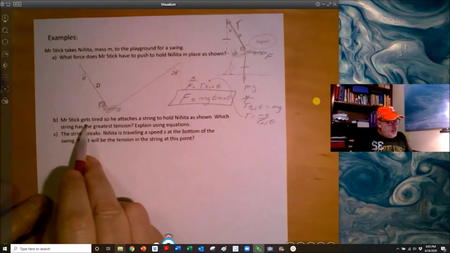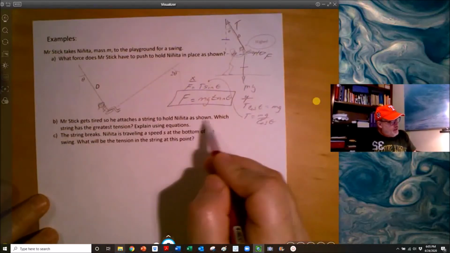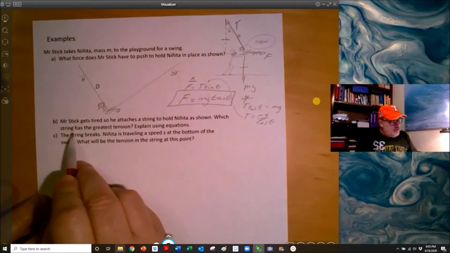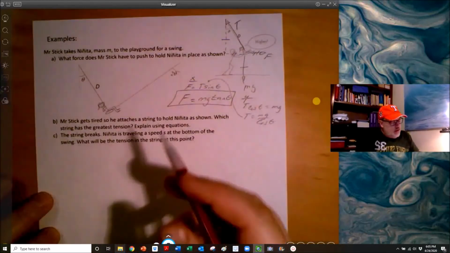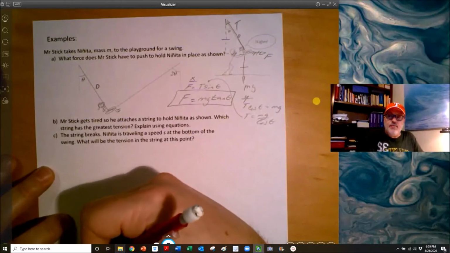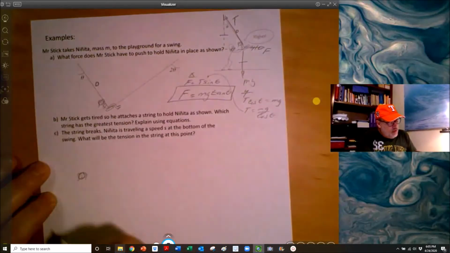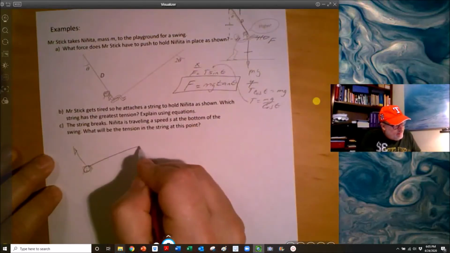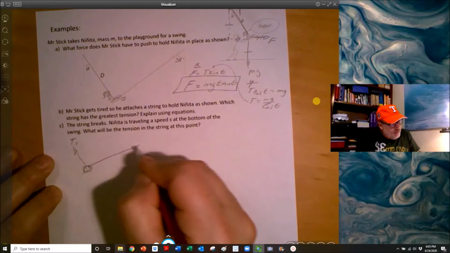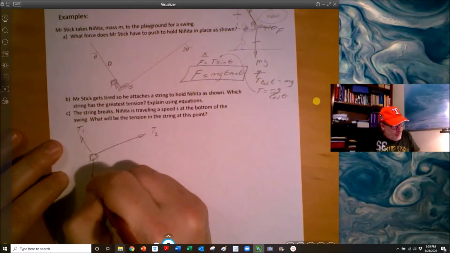All right, Mr. Stick gets tired, so he attaches a string to hold Ninita up as shown. Which string has the greatest tension? Explain using equations. All right, so here's the thing that most students do, let me draw it down here. They will draw the tension forces the same sizes as the string. So here's tension 1 and tension 2. And then here's the gravity force down.